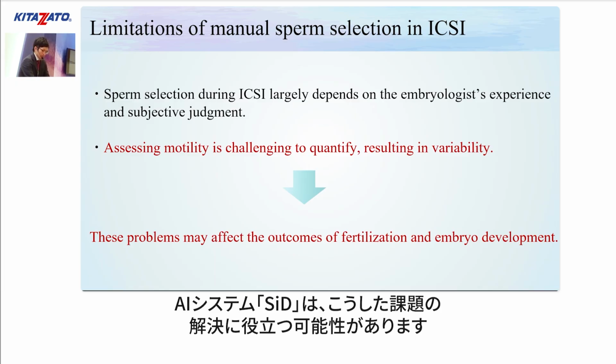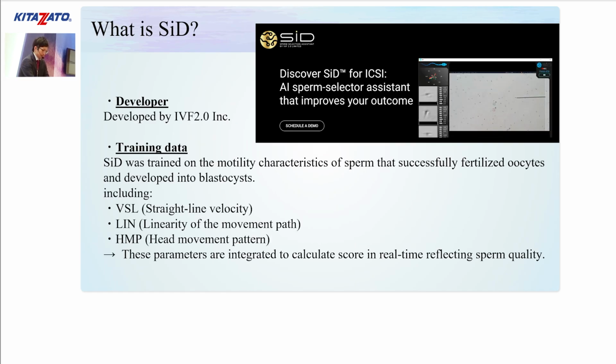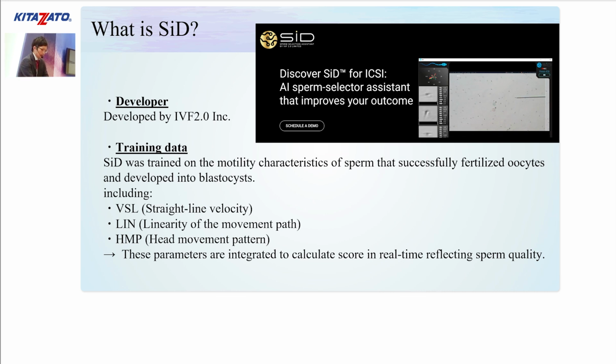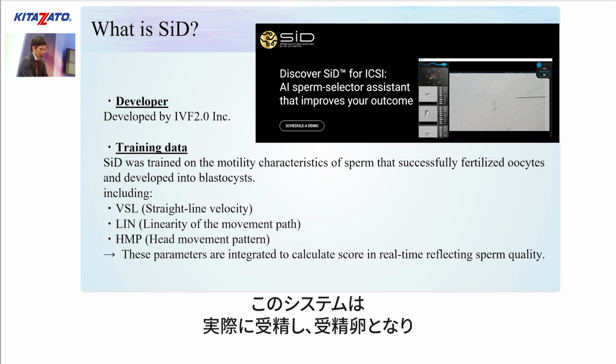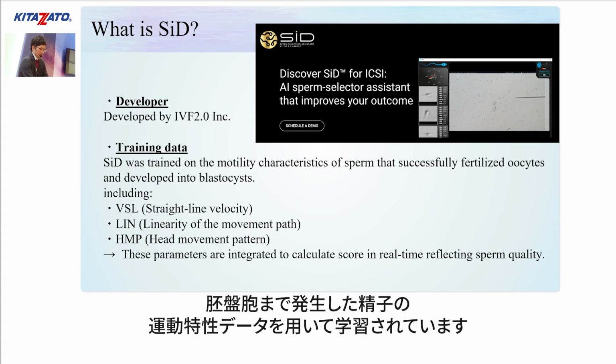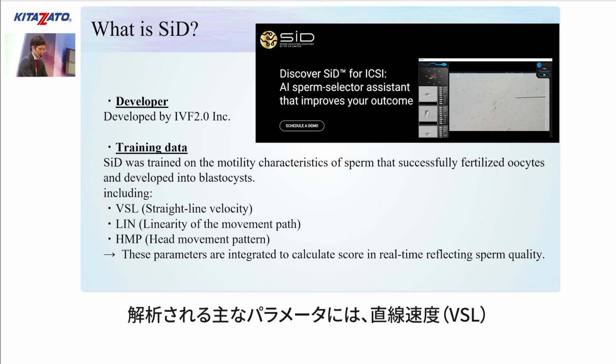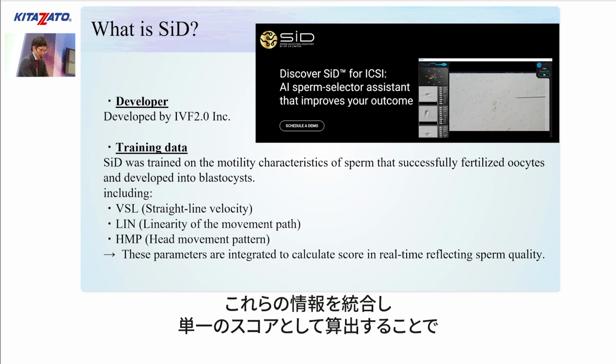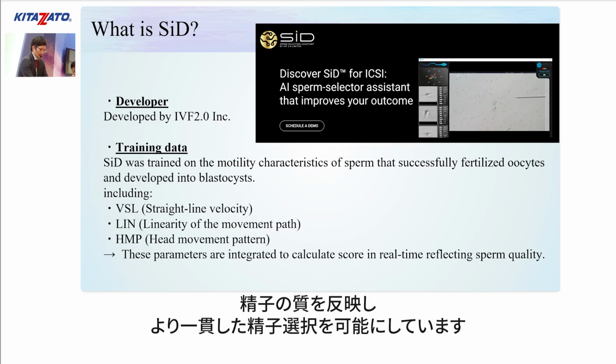The AI-based system SIDO may help solve these problems. SIDO was designed by IVF 2.0 Inc. to assess sperm motility in real time and help select sperm suitable for ICSI. It was trained on the motion characteristics of sperm that successfully fertilized oocytes and developed into blastocysts. It evaluates key parameters such as straight line velocity, linearity, and head movement pattern. They are combined into a single score that reflects sperm quality and supports consistent sperm selection during ICSI.